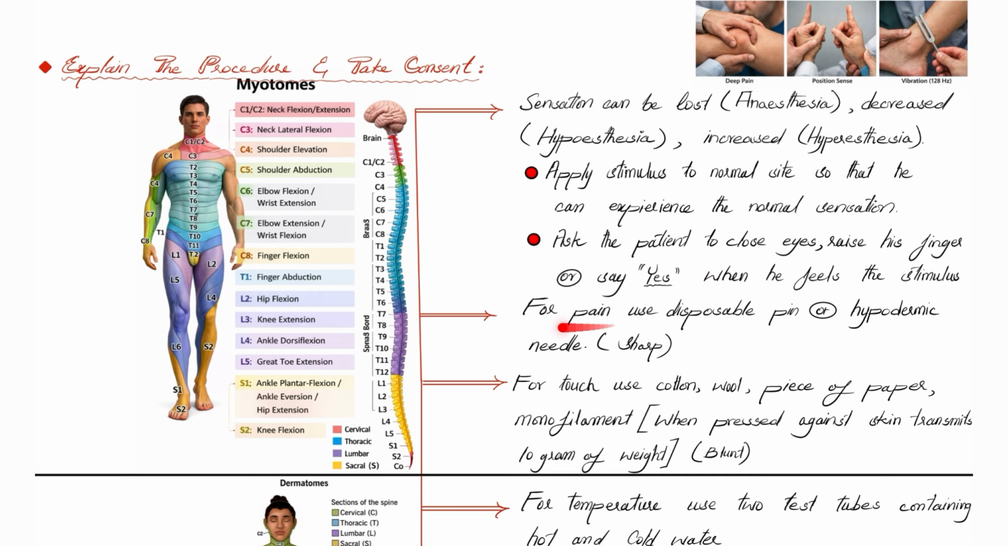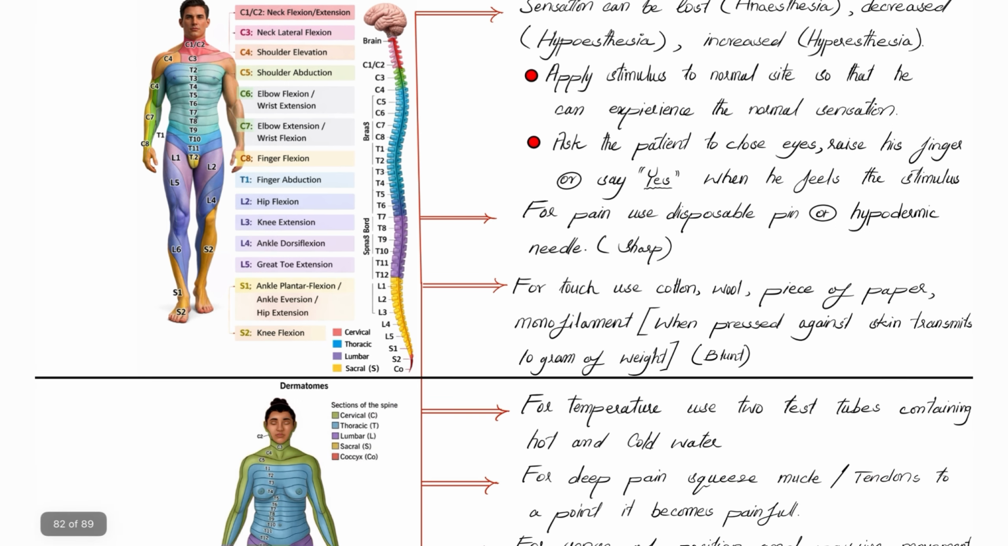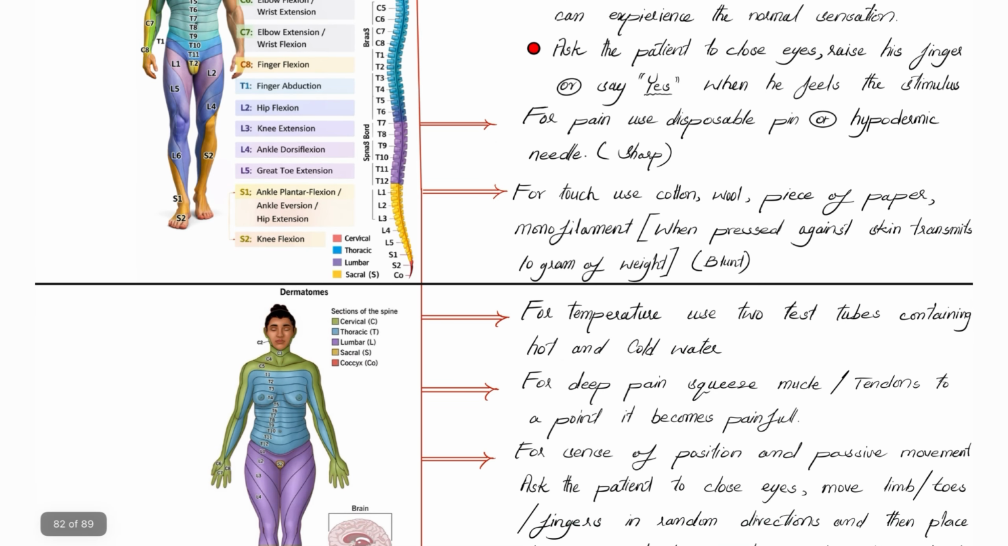For pain, use a disposable pin or hypodermic needle, and this gives a sharp sensation. For touch, use cotton, wool, a piece of paper, or a monofilament. When the monofilament is pressed against the skin, it transmits 10 grams of weight, and this is for blunt sensation. For temperature, use 2 test tubes containing hot and cold water. For deep pain, squeeze the muscle or tendons to a point where it becomes painful.